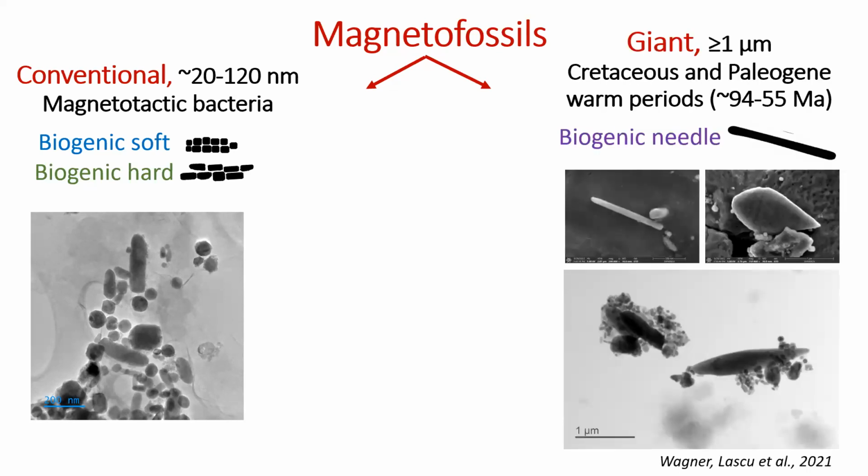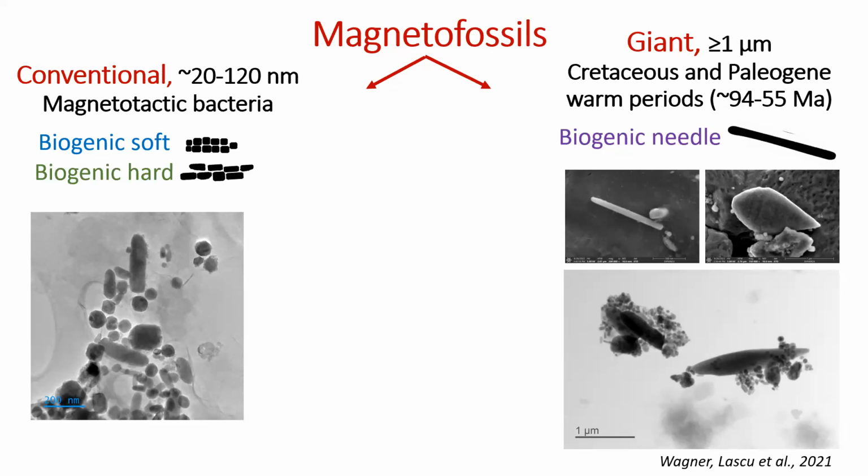Next, on the right-hand side here, we have giant magnetofossils. So per their name, they're much larger than conventional magnetofossils. They're usually greater than 1 micron in size. But unlike conventional magnetofossils, we have no modern analog for these. We have no idea what made them yet. We've only found them during Cretaceous and Paleogene warm periods, so about 94 to 55 million years ago.